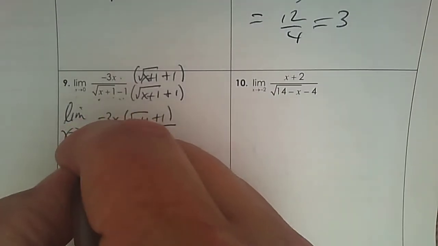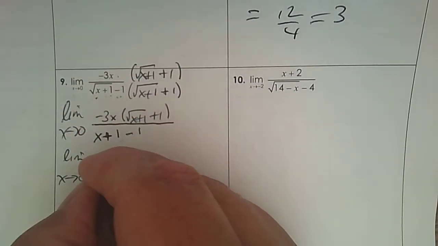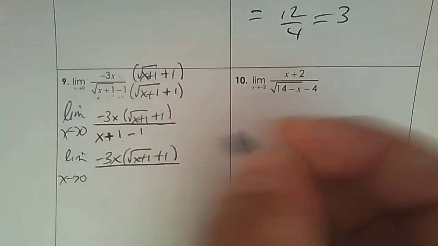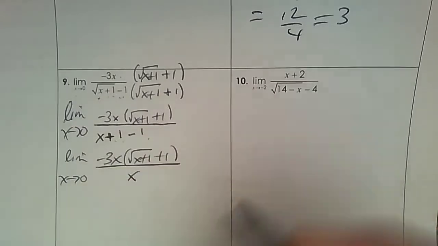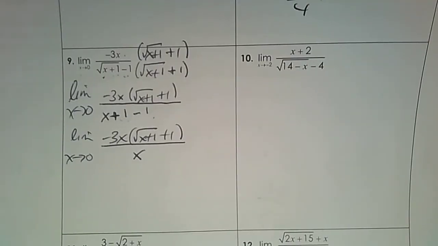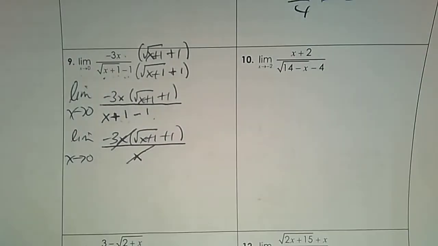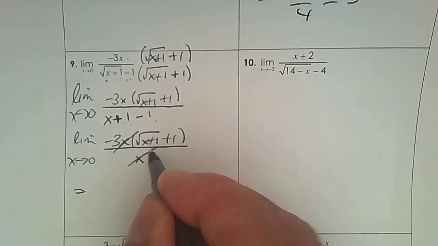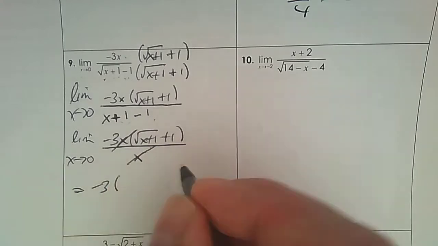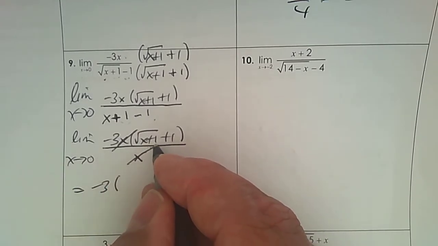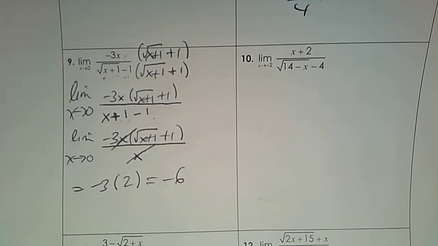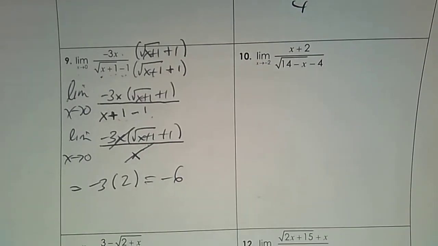So one more step. I want you to notice that 1 take away 1 leaves me just with x in the denominator. That means x divides out. That means I can now plug in. So now plug in 0 and get your answer. So that's negative 3. Square root of 1 is 1 plus 1. So that's negative 3 times 2, or negative 6 is your limit there.